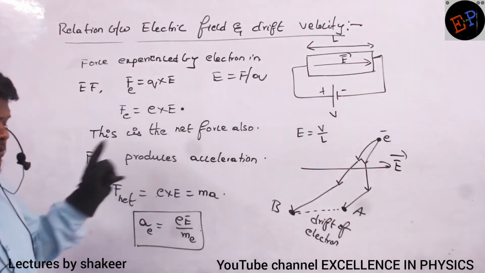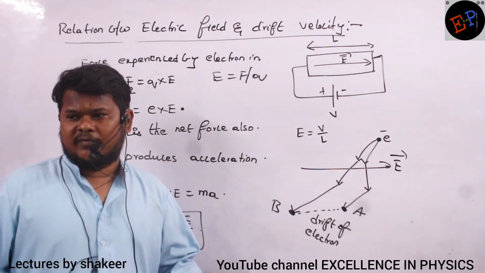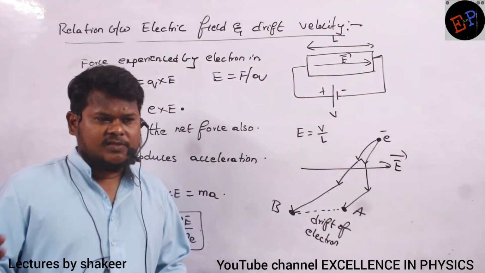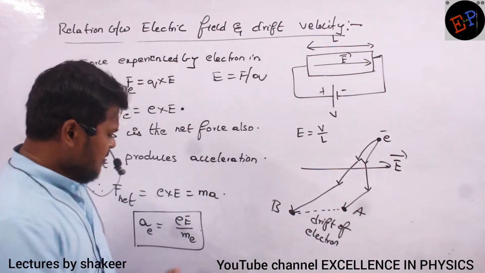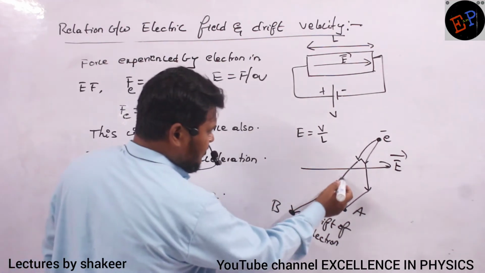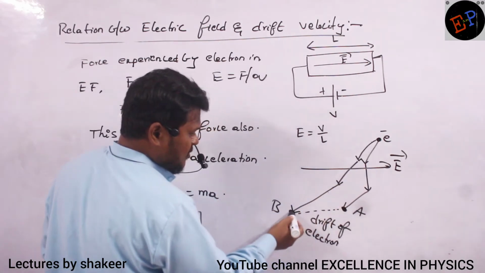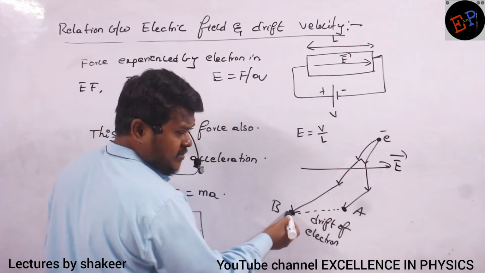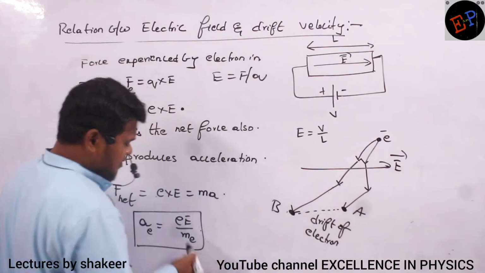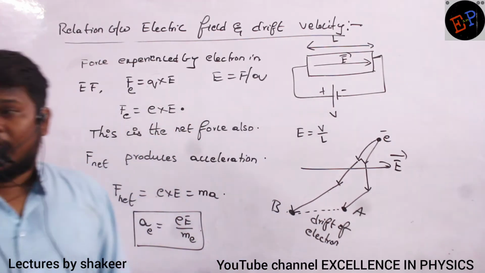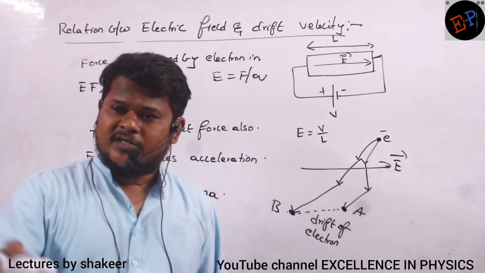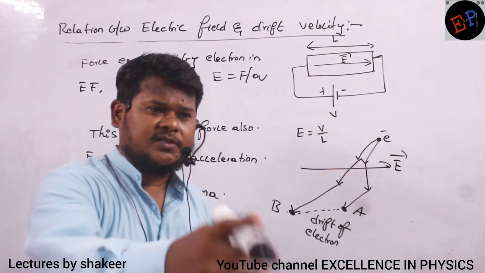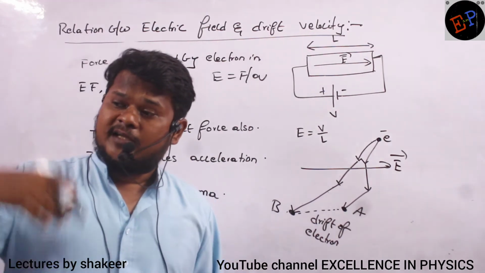But it cannot accelerate for a long time. Why? Collisions also will happen, no? This is the acceleration produced only between this point and this point. So this is the distance traveled between two collisions. In this collision gap only it will accelerate. But once it collides with another atom, it will stop temporarily, or it will change direction. And from there again it will accelerate.